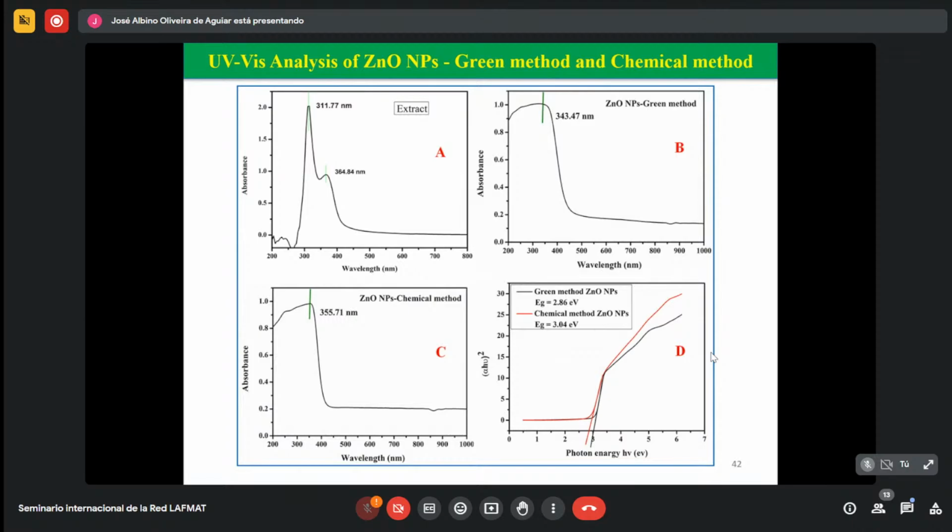This is the band gap of the chemical method and green method. For the chemical method, the band gap energy is 3.04 electron volts. For the green method, the band gap energy is 2.86 electron volts. This was calculated by the Debye-Scherrer equation. Yeah, next.